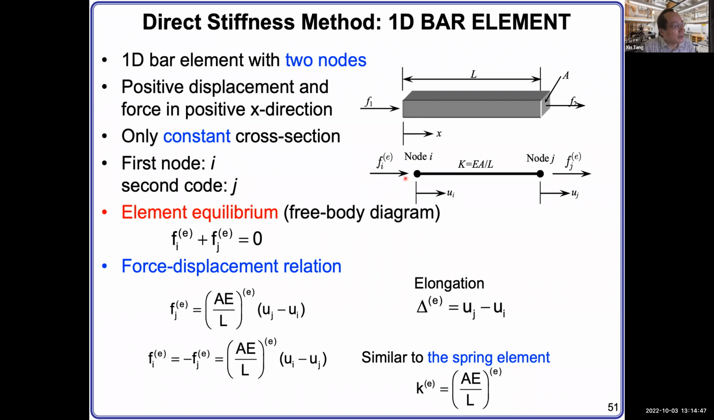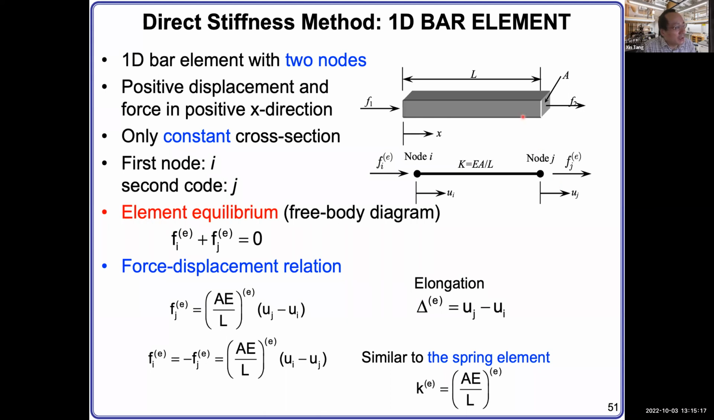And then the force applied to this node I is F_i^(E), because this is element E, right? Force applied to J is F_j^(E). Make sure you have the parentheses to cover the E, right? And then the material behavior is EA divided by L. We already derived it in the last class. That's the k, the spring constant of this bar, right? We derived this last time. If you don't understand that, you can go back to check.